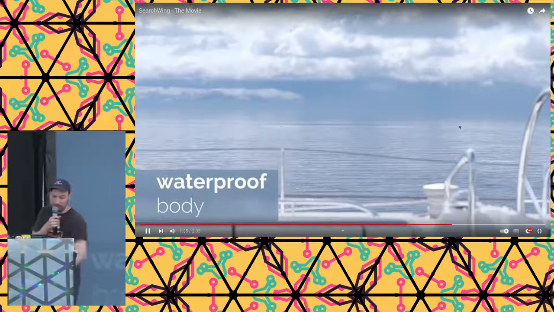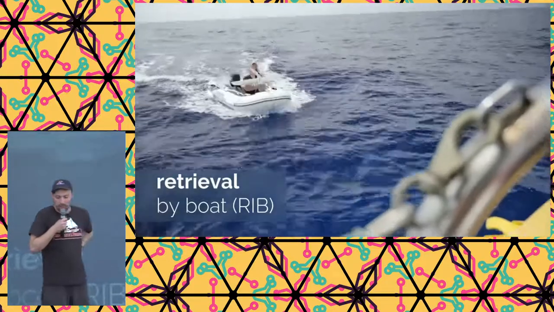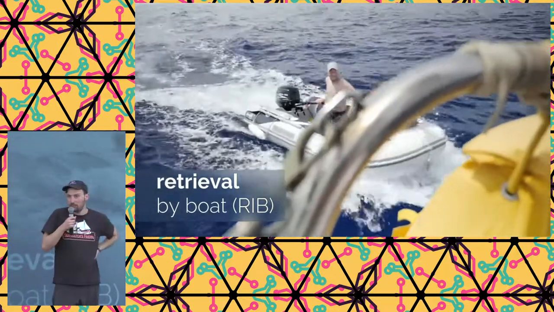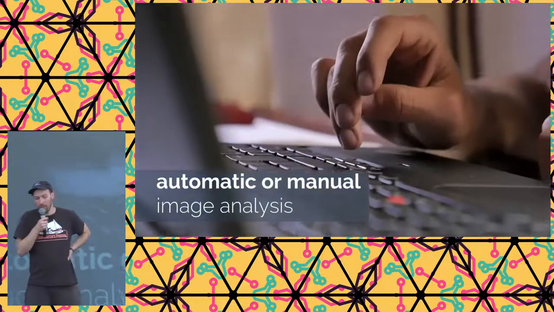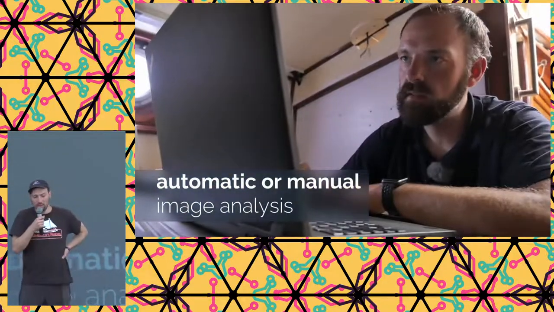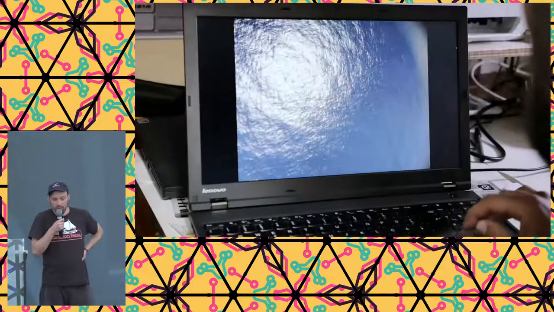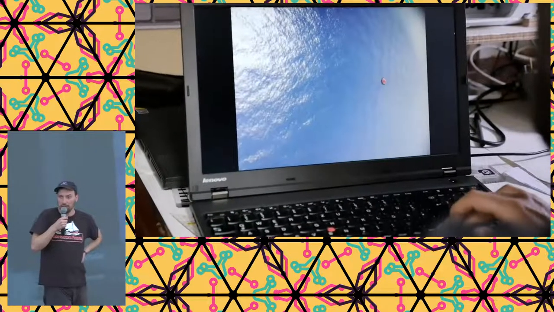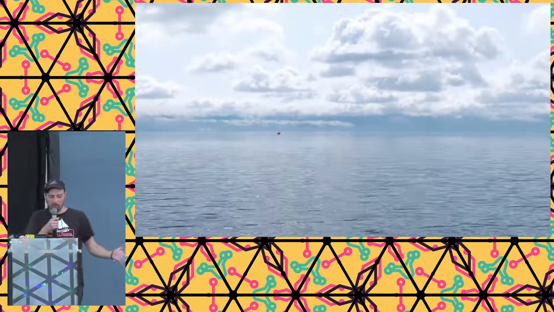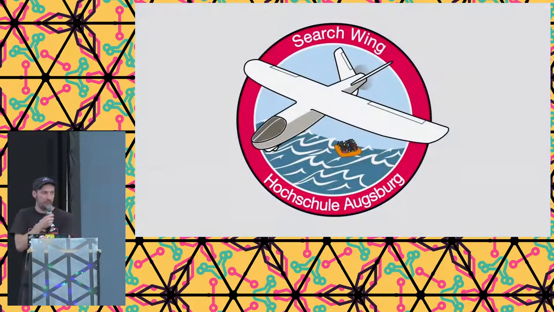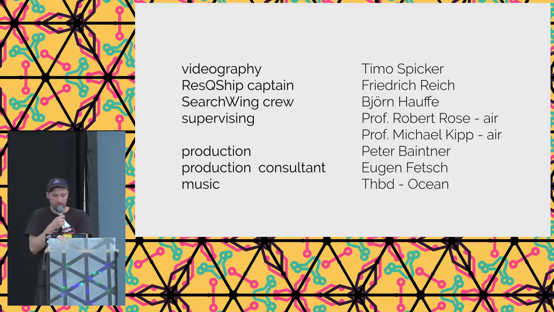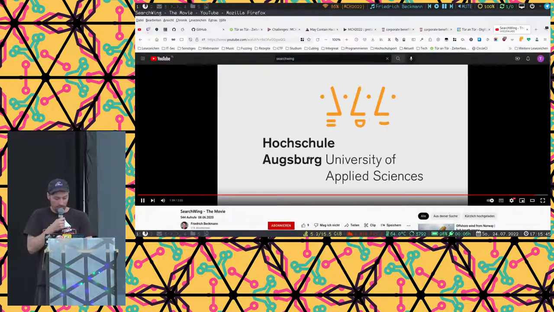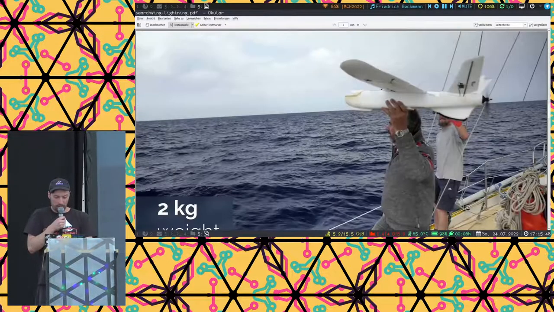As I told you, it's waterproof, and we retrieve the drone with a small boat, then we get it on board and do the analysis, which is assisted by a computer vision algorithm that tries to find the boats and then sorts the images. The human still needs to check every image, but we just sort them because we cannot trust those algorithms, and therefore we always tell the people you still have to watch every image. So I hope this gave you a small idea how the system works in general.